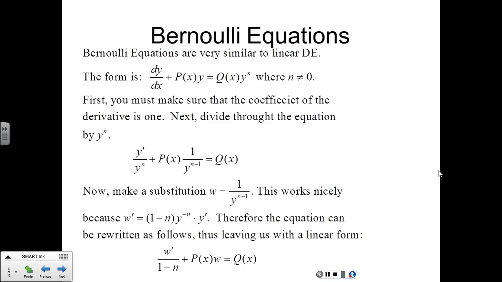As you can probably guess, when you finish out the linear method, at the very end, if you have a w left in there, what are you going to replace it back with? What are you going to put back in the equation? So it's just going to be a linear equation with a different substitution. So let's try a couple of these.